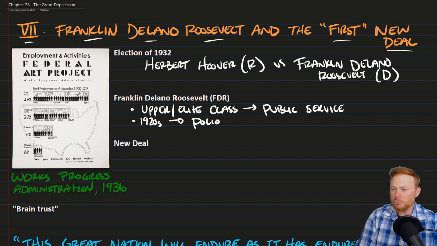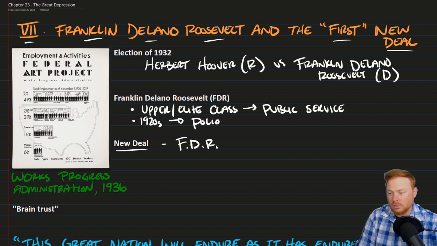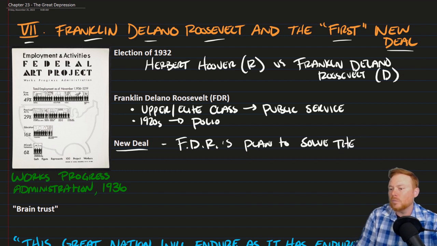Roosevelt ran in the election of 1932, promising Americans a New Deal. So this is FDR's, and we'll use FDR for short, FDR refers to Franklin Delano Roosevelt, FDR's plan to solve the Great Depression.